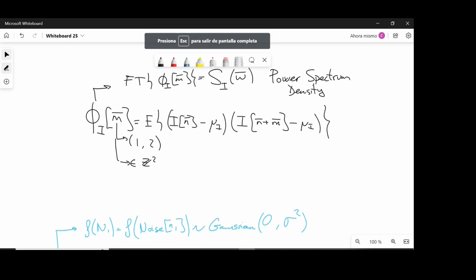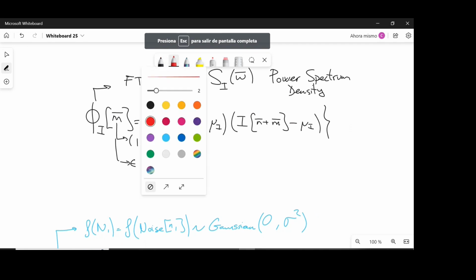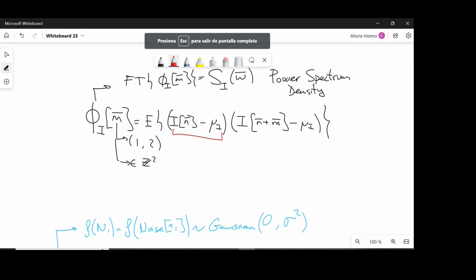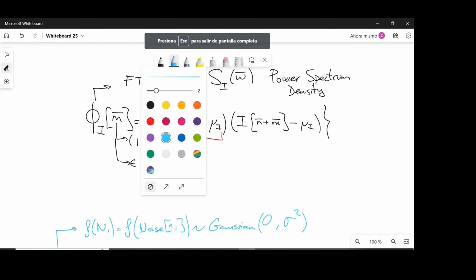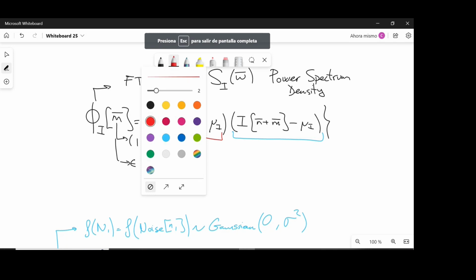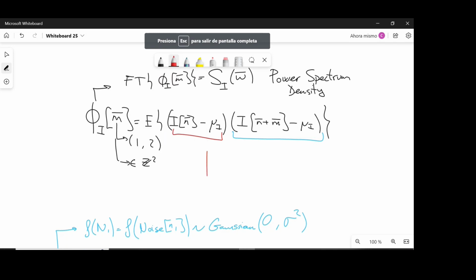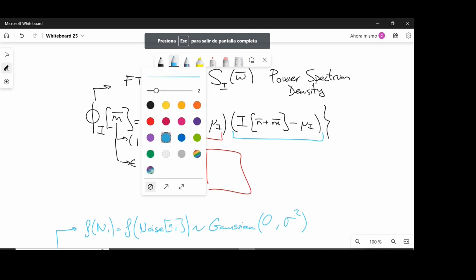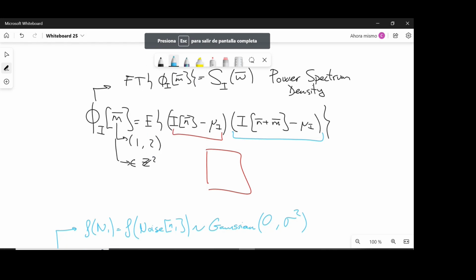Okay, so let's make this image. Let's use colors. Let's make this image red. Let's make this image blue. So you have the red image, and this one is a shifted one. So let's make it simple. Just shift to the right.